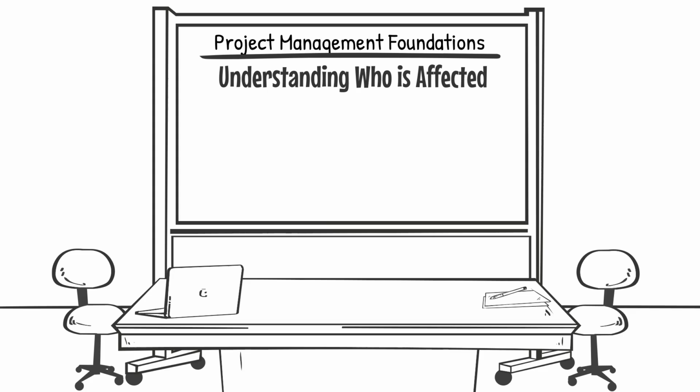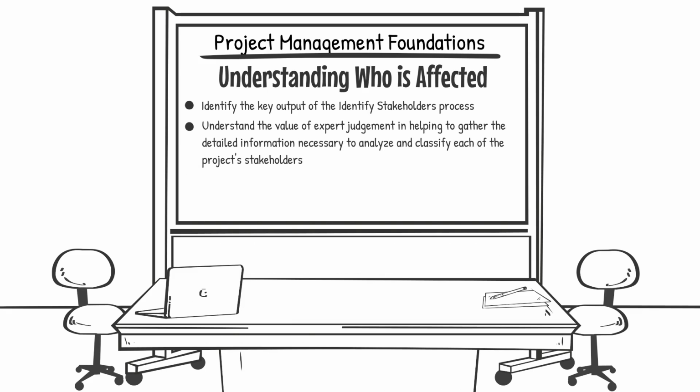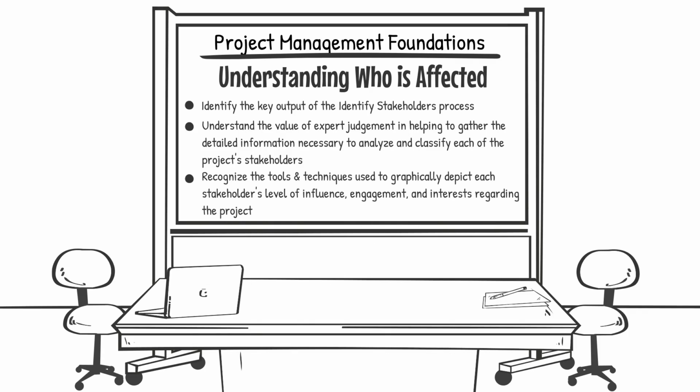By the end of this video, you will be able to identify the key output of the Identify Stakeholders process, understand the value of expert judgment in helping to gather the detailed information necessary to analyze and classify each of the project's stakeholders, and recognize the tools and techniques used to graphically depict each stakeholder's level of influence, engagement, and interest regarding the project.